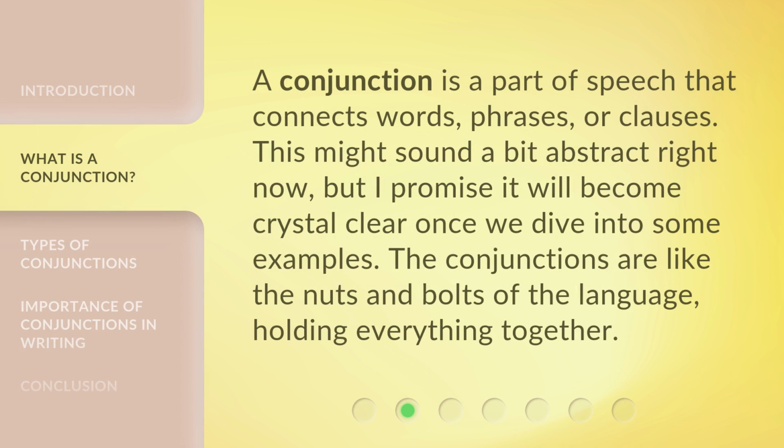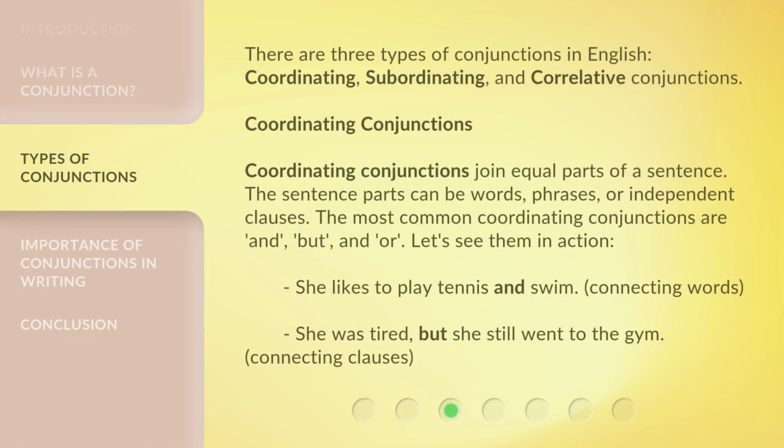A conjunction is a part of speech that connects words, phrases, or clauses. This might sound a bit abstract right now, but I promise it will become crystal clear once we dive into some examples. Conjunctions are like the nuts and bolts of the language, holding everything together. There are three types of conjunctions in English: coordinating, subordinating, and correlative conjunctions.